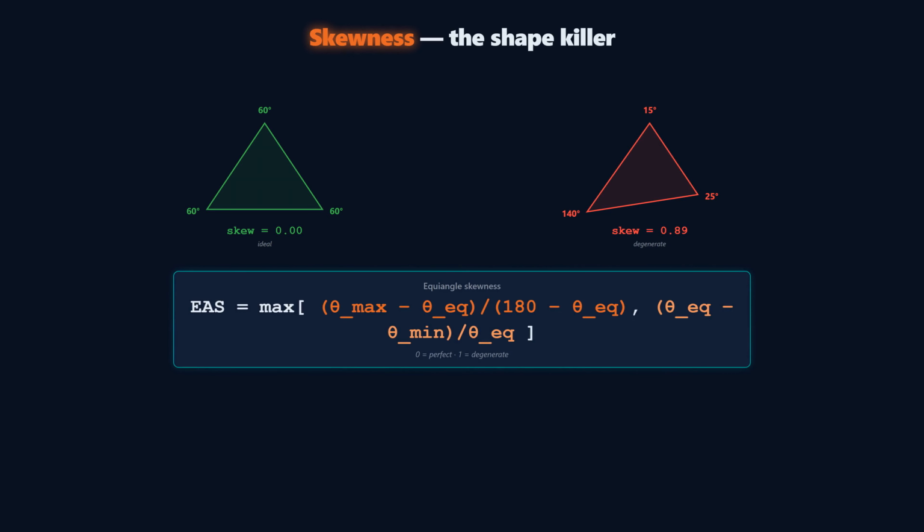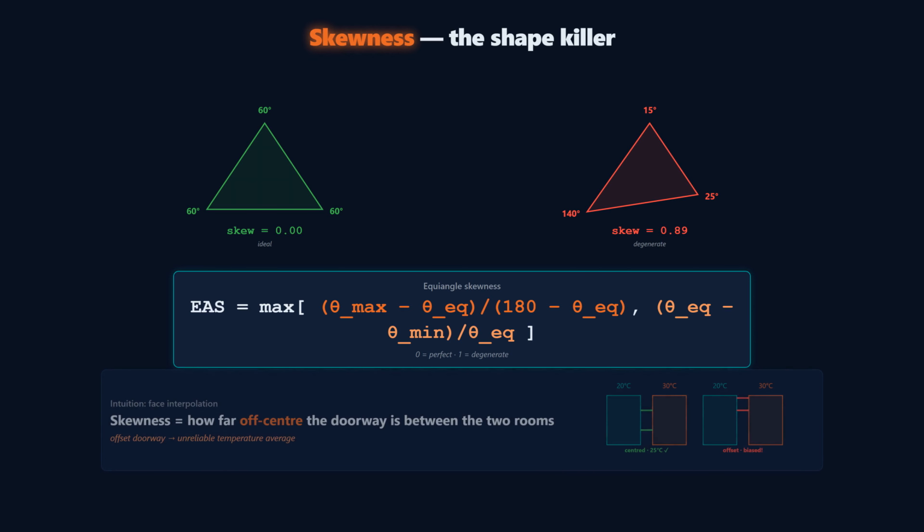The standard definition is equiangle skewness. You take the largest angle in the cell, subtract the ideal angle, divide by 180 minus the ideal angle. Then you do the same for the smallest angle. Whichever ratio is bigger, that is your skewness. A perfect cell scores 0. A completely degenerate cell scores 1.